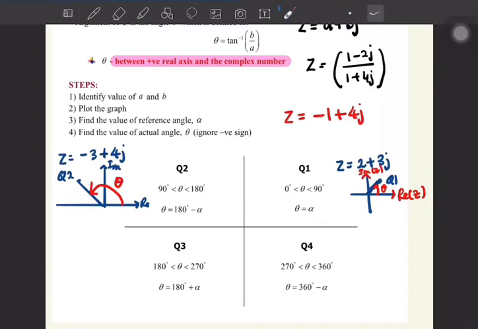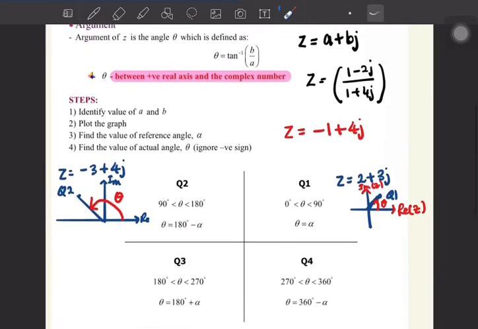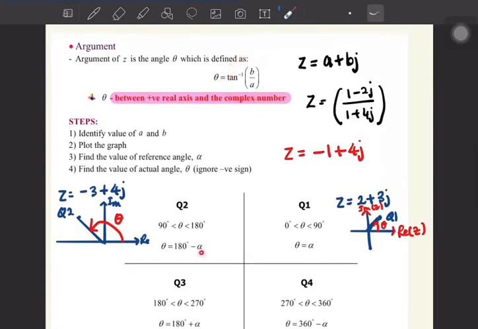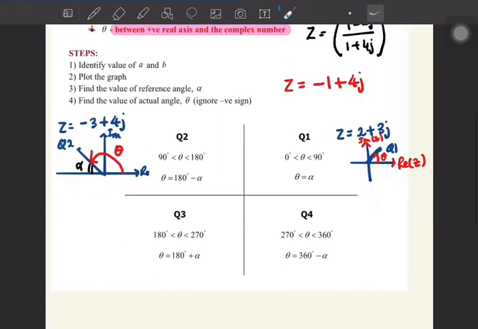As you can see, when your complex number lies in the second quadrant, the value of theta must be between 90 and 180. So how do you get the value of the actual angle? It is 180 minus the reference angle. When you calculate tangent inverse of b over a, this is actually the reference angle. As you know, from here to here is 180, so to get the actual angle, 180 must minus the reference angle.